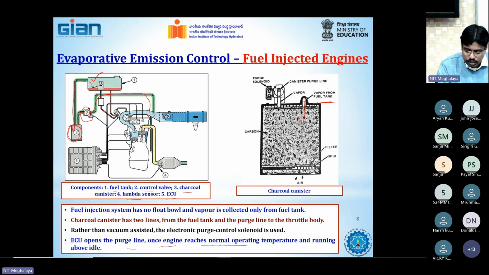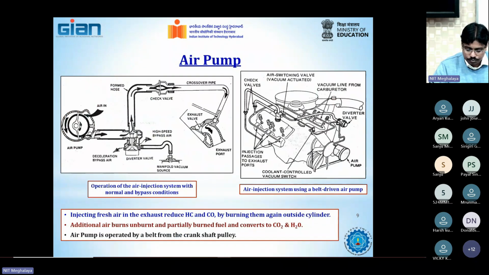So at that time, you do not require additional supply of fuel vapor. Only when the engine runs in normal operating conditions, at that time we require this purge valve to operate and supply the fuel vapor into the intake manifold of the engine. So this is how the evaporative emission control works in the fuel injected engine.